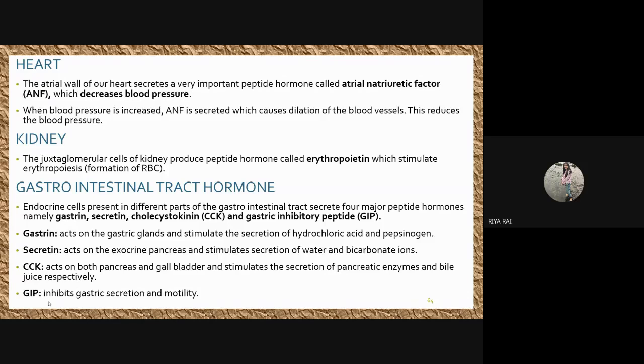Then secretin acts on the exocrine pancreas, that is the acini cells in the pancreas, and it stimulates the secretion of water and bicarbonate ions. CCK, that is cholecystokinin, acts on both pancreas and gallbladder for the secretion of the pancreatic enzymes and the bile juice, which help generally in digestion. And the GIP, that is gastric inhibitory peptide, inhibits the gastric secretion and motility.